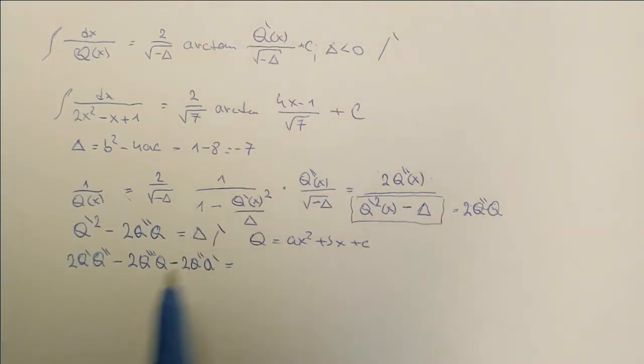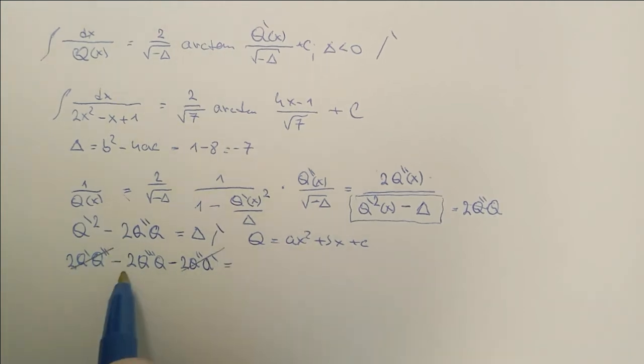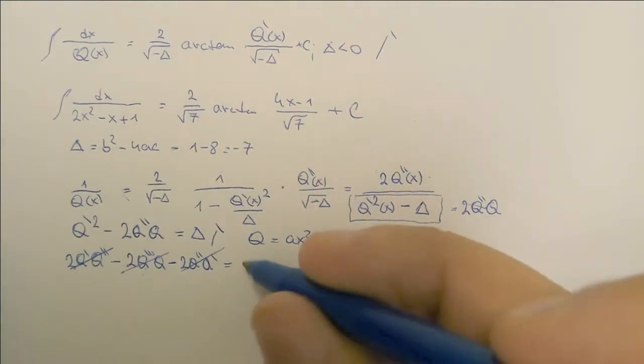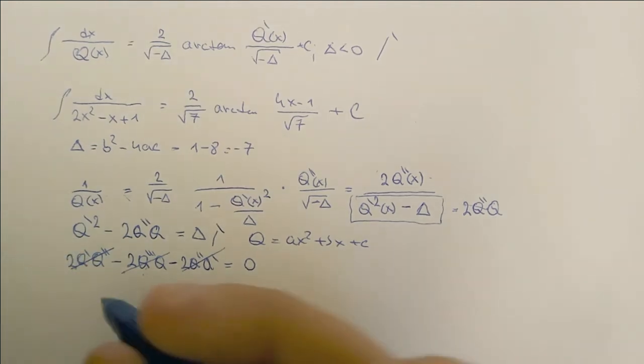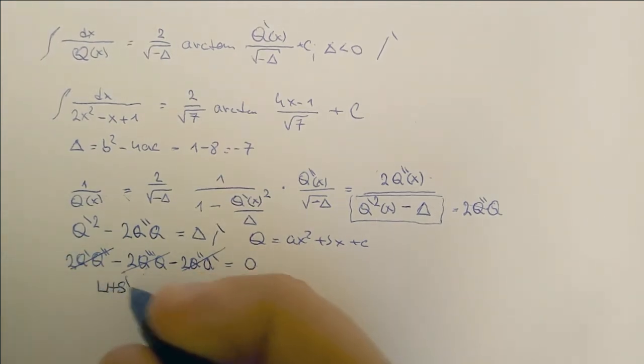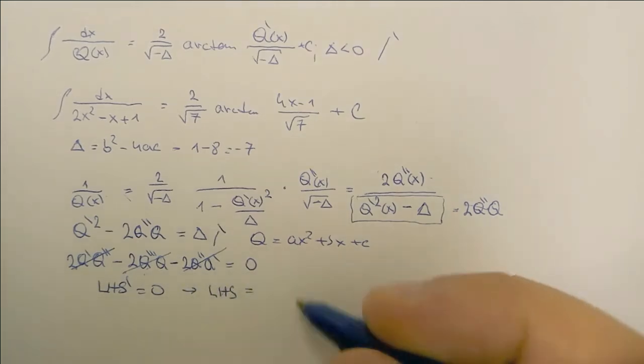And if you take the derivative of the left hand side, this is also 0, because q is a polynomial of second order, so the third derivative is 0. Since the derivative of the left hand side is 0, that means that the left hand side is indeed constant.